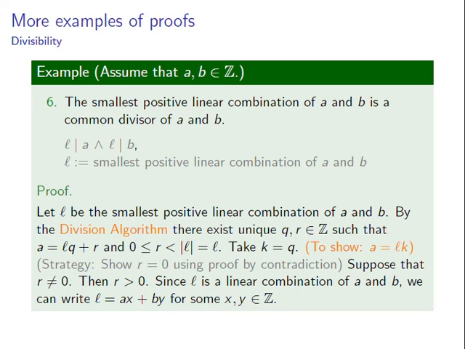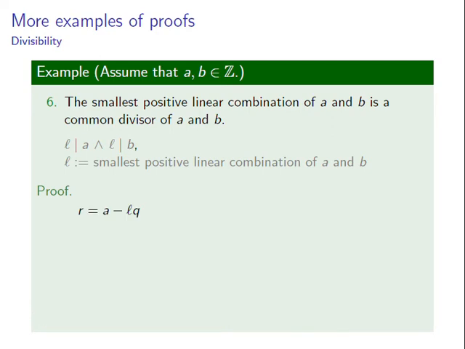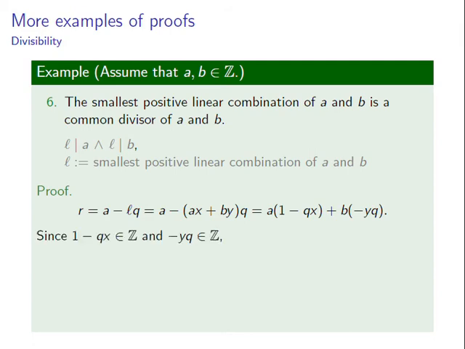Hence, we can write R as A minus LQ, which is equal to A minus quantity AX plus BY close quantity Q, which is equal to A times (1 minus QX) plus B times (negative YQ). Since the sum and product of integers is an integer, 1 minus QX and negative YQ are both integers. Thus, R itself is a linear combination of A and B.